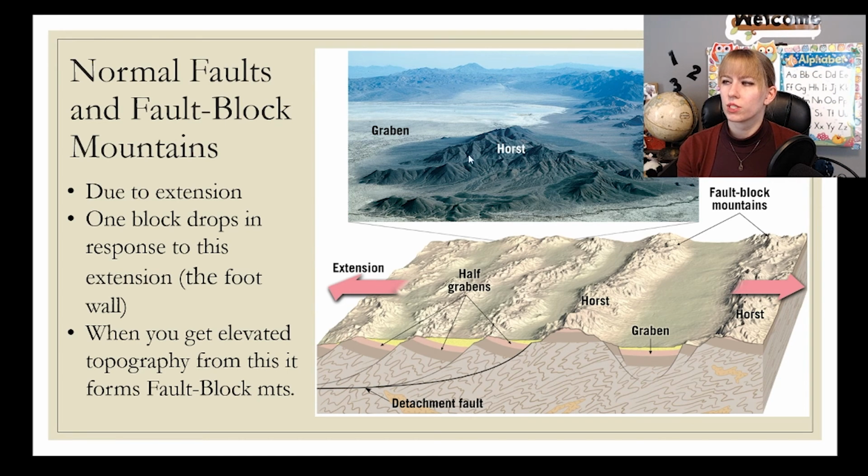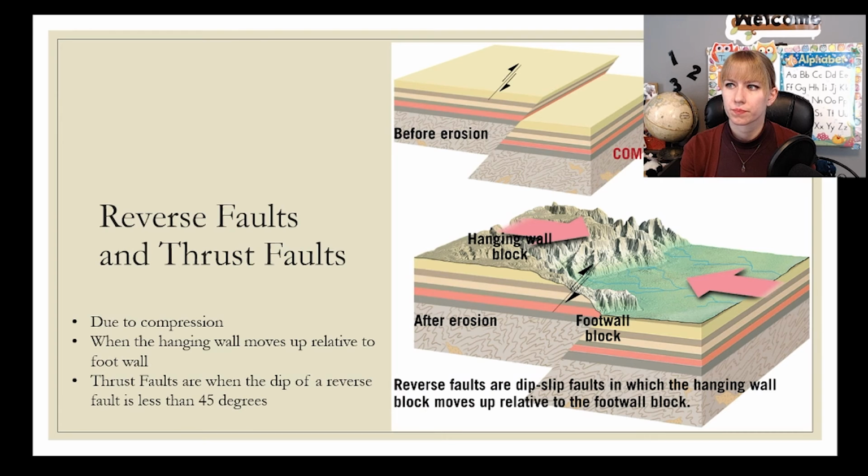And so you'll get these really cool formations, for example, in the Basin and Range area, like in Nevada, where you have a whole bunch of extension happening at once.